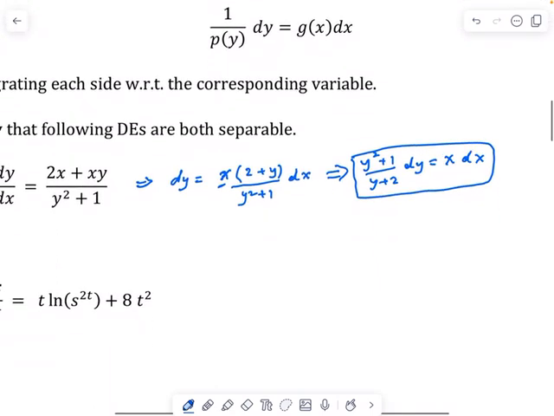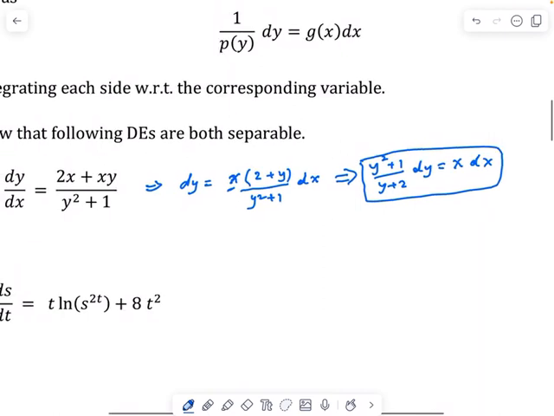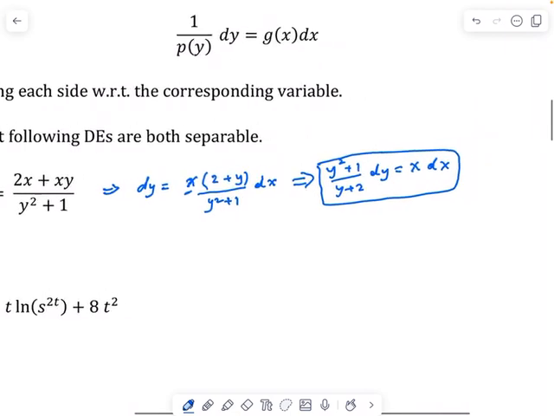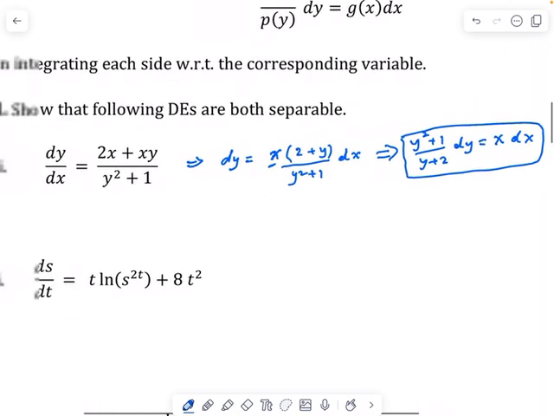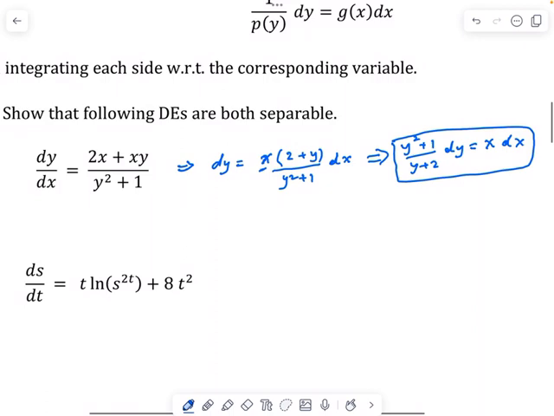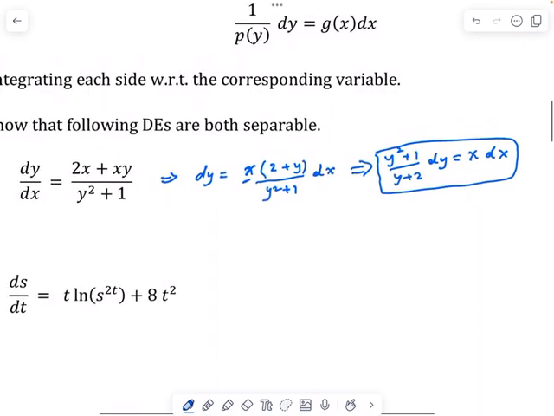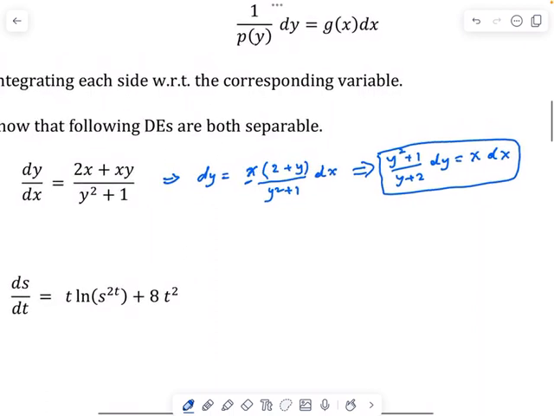Looking at the next. I did this in class the other day, but here again. This says ds/dt is equal to t times ln of s to the 2t plus 8t squared. So one variable is s and the other is t. t is the independent and s is the dependent variable.